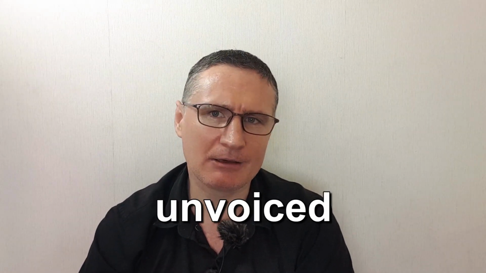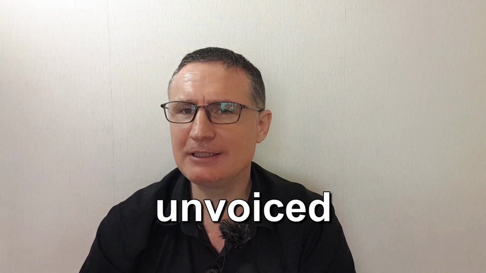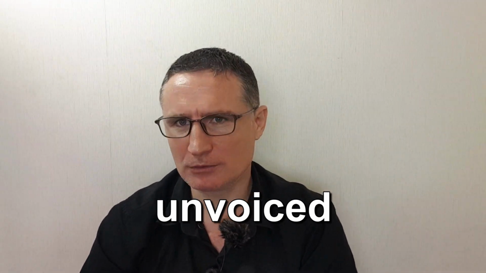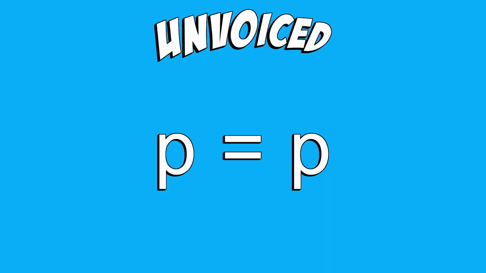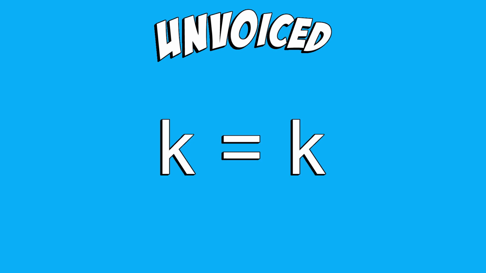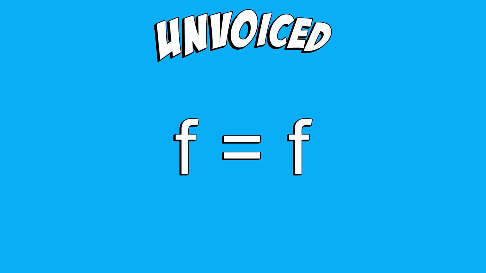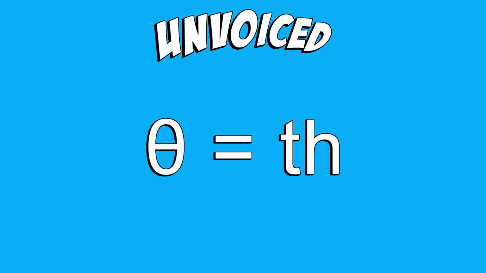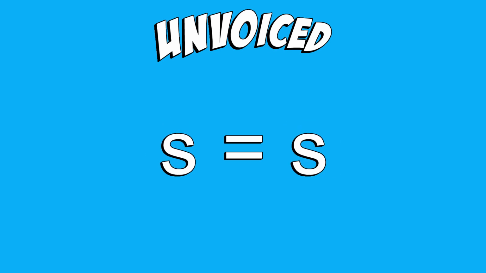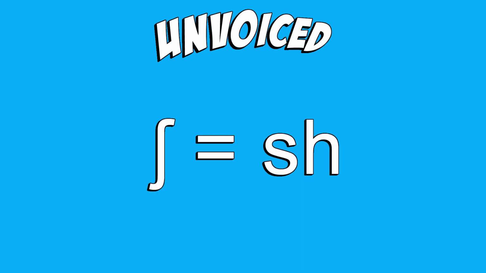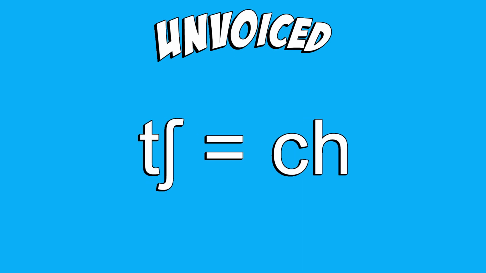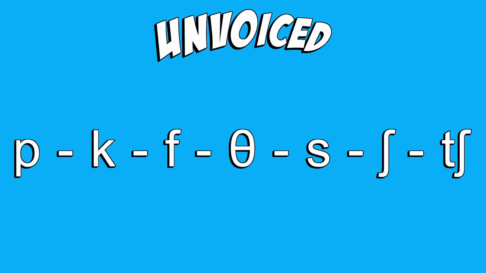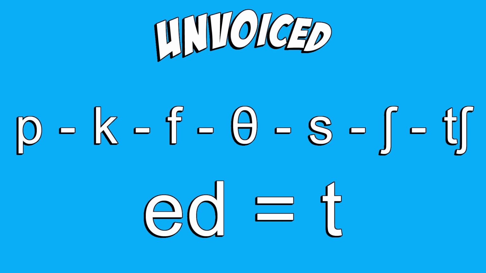Now, all you need to know is that if the sound is unvoiced, meaning there is no vibration in the throat when you say the sound, for example, the p sound, the k sound, the f sound, the th sound, the s sound, the sh sound, and the ch sound. Those are the unvoiced sounds. Now, if it's an unvoiced sound, then the ed will be pronounced as a t.